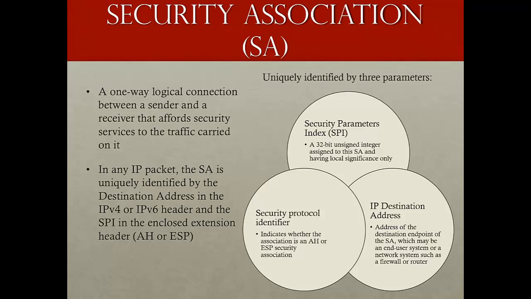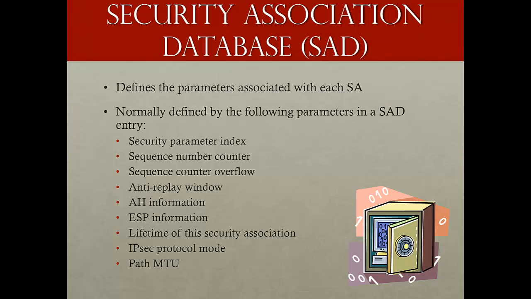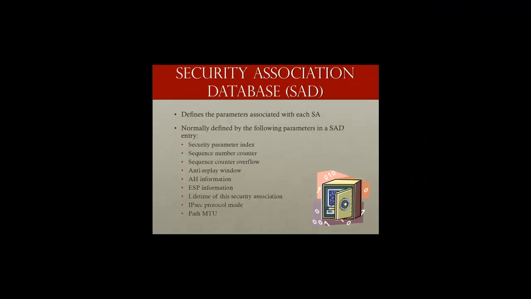Hence, in any IP packet, the security association is uniquely identified by the destination address in the IP version 4 or IP version 6 header, and the SPI in the enclosed extension header, AH or ESP. Security Association Database, SAD. In each IPsec implementation, there is a nominal Security Association Database that defines the parameters associated with each SA. A security association is normally defined by the following parameters in an SAD entry.